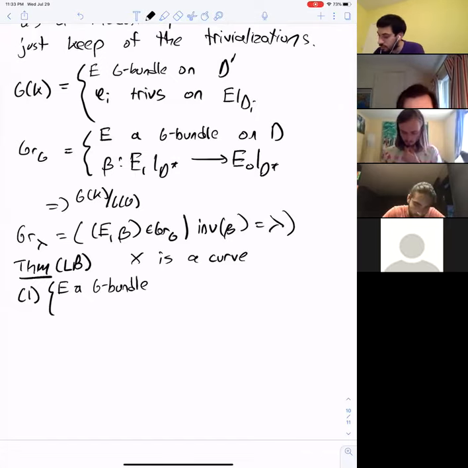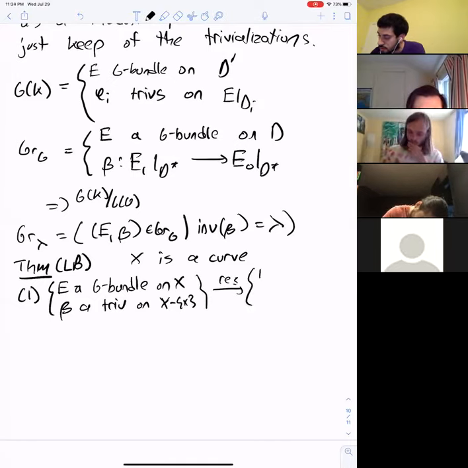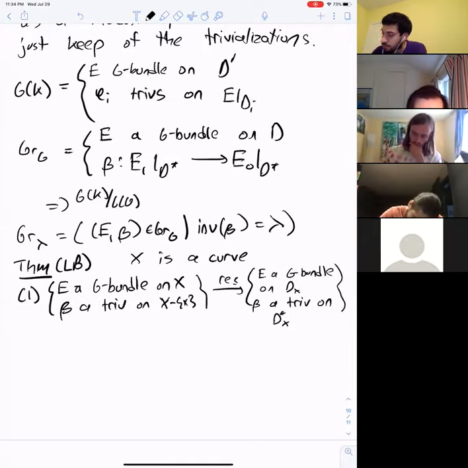So if you have a G bundle E on X, and beta a trivialization on X minus just a point, where little x is a point, then there's a restriction map down to a G bundle on the formal disk around x, and beta a trivialization on the punctured disk around x. So given a curve, at any point you can choose a local coordinate and thus get a formal disk centered at every point.